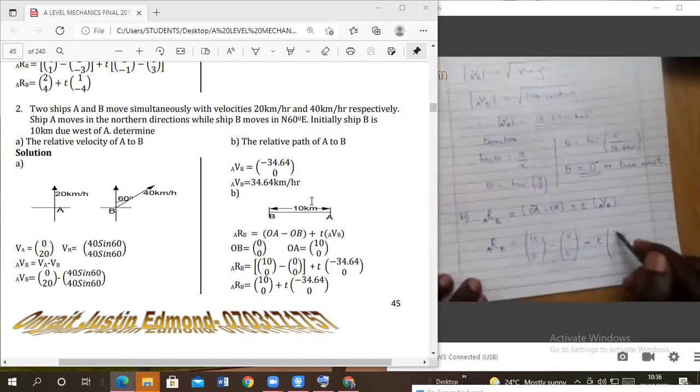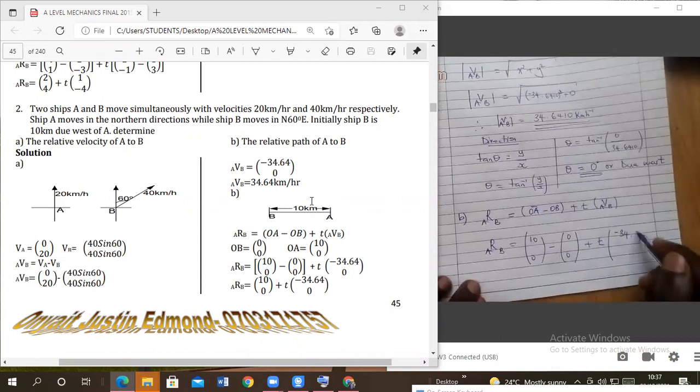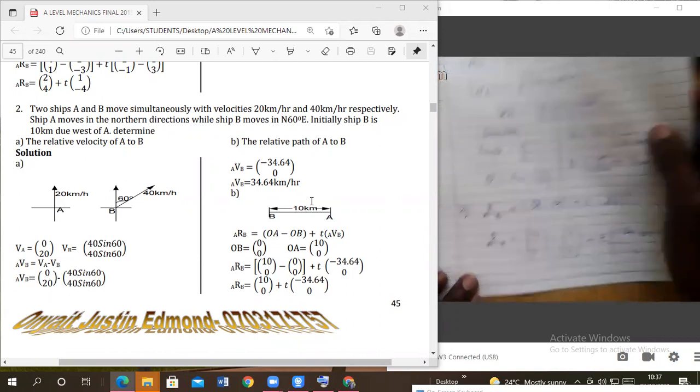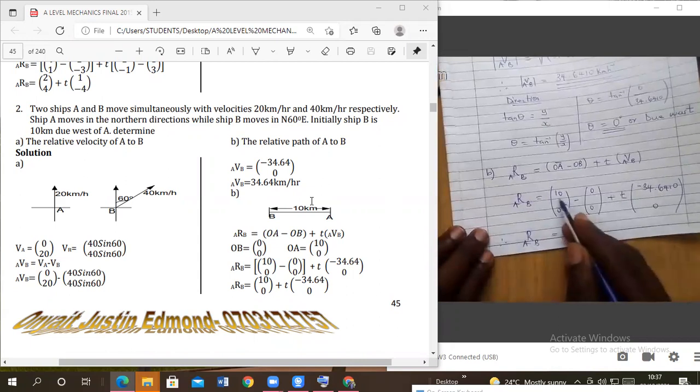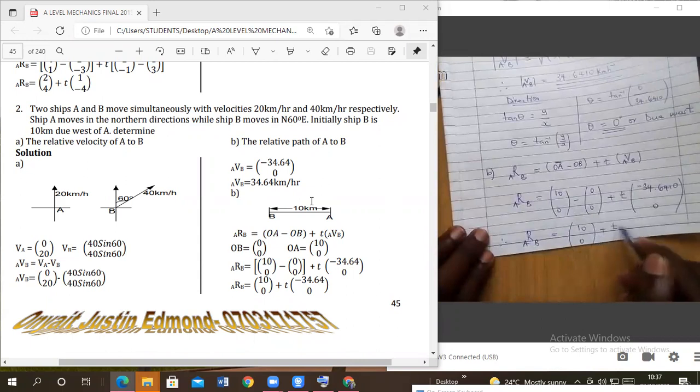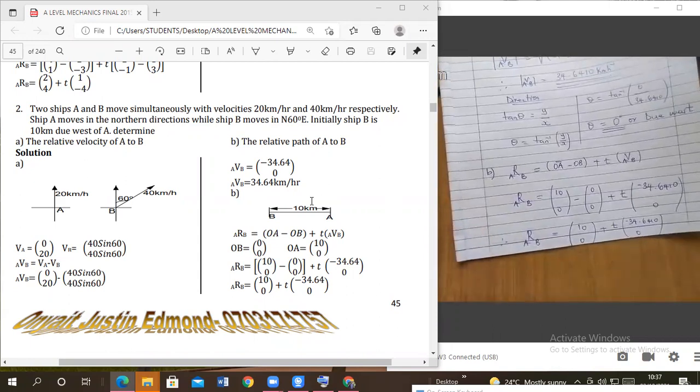Which is negative 34.6410. So simplify that. Therefore, relative path AB will be equal to 10, 0 plus T into negative 34.6410. There's nothing else we can do from there. Okay?